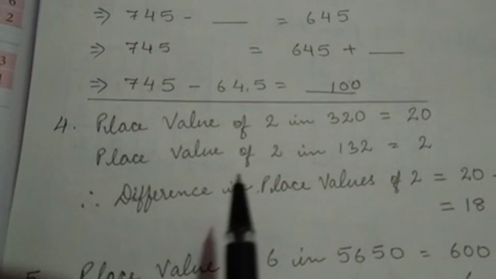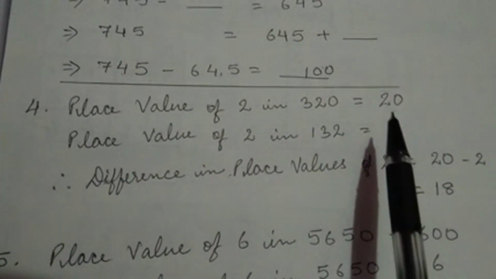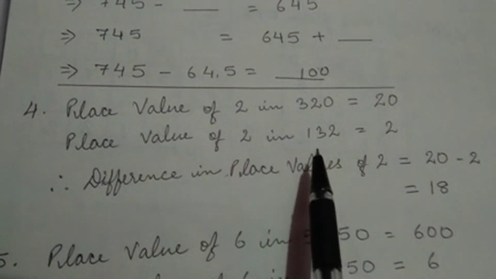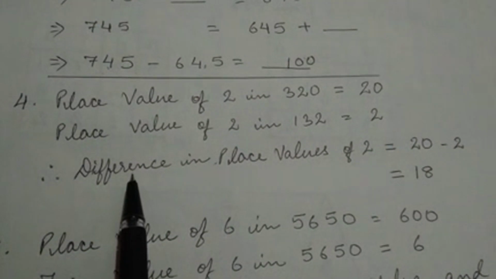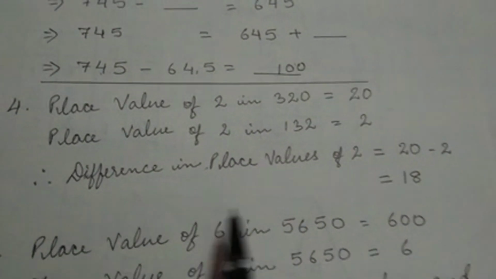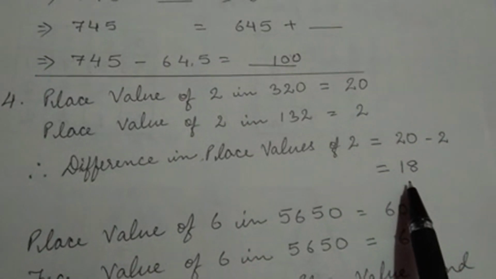Now question number 4 says, find the difference between the place values of 2 in 320 and 132. If you are very careful in reading and solving, you will definitely be able to solve. Now, I have shown it here. The place value of 2 in 320 is 20. See, 2 is in tens place, so 20. Place value of 2 in 132 is 2. This is ones place, so this is 2. So difference means, I have told you when the term difference comes, it means you have to subtract. So 20 minus 2 is 18. This is the way you're going to solve it.